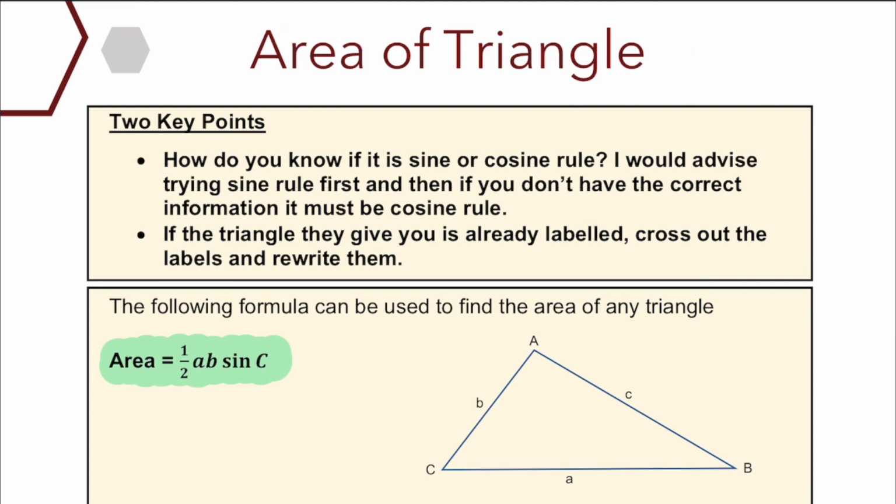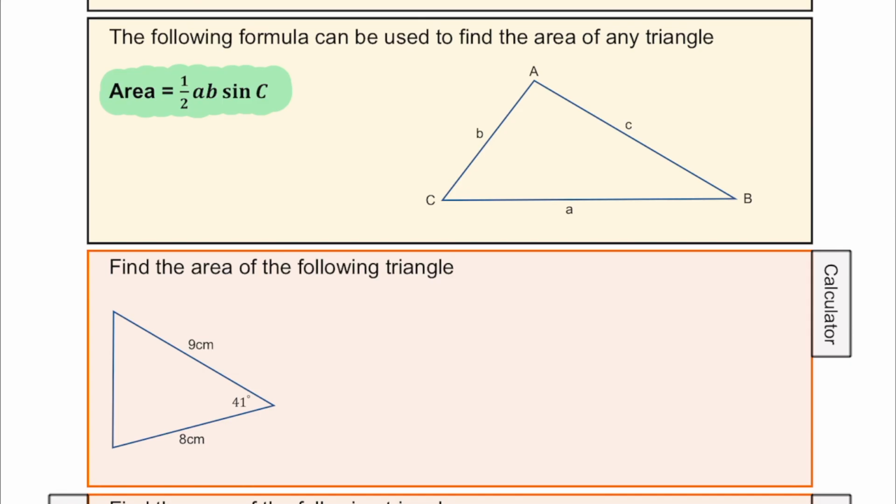Again, we label everything in the same way as we did with our sine and cosine rules. Only difference this time is that we want to label the angle that we're using as C. So let's look at how we'd use it on this first example. So we can see that we're given an angle 41 here. I'm going to label that as capital C. And then essentially that angle needs to always be between two side lengths that you know.